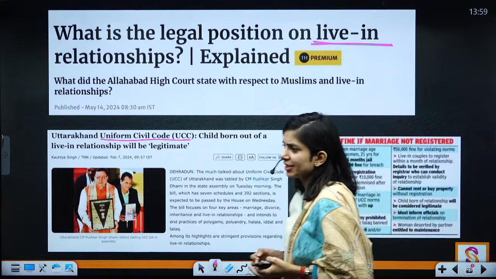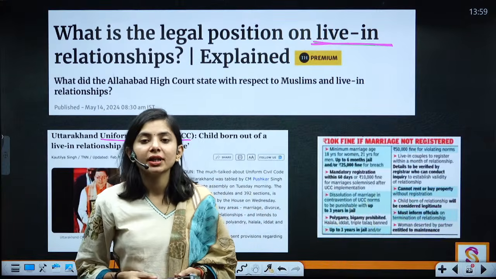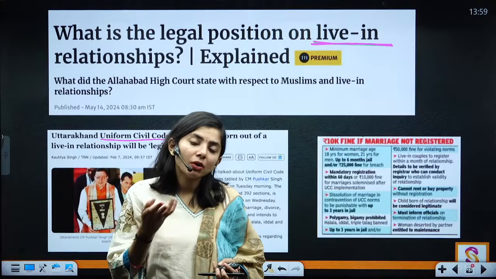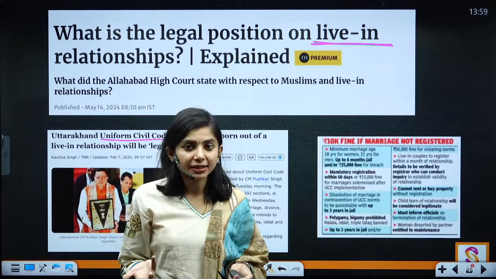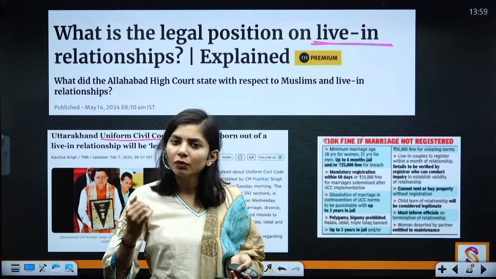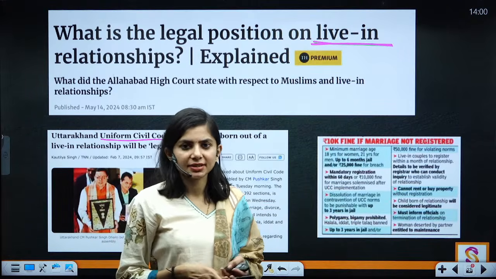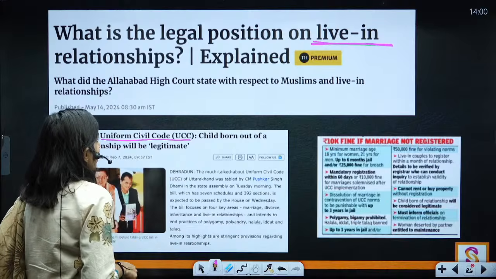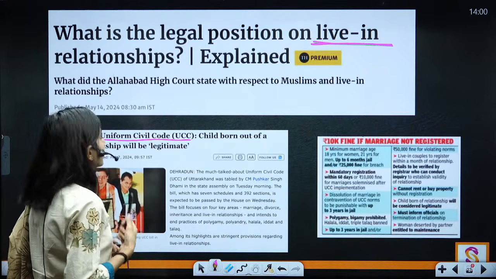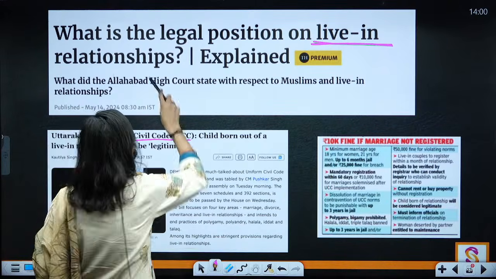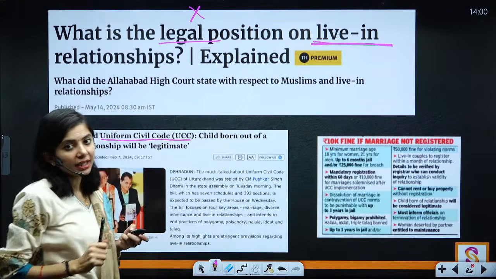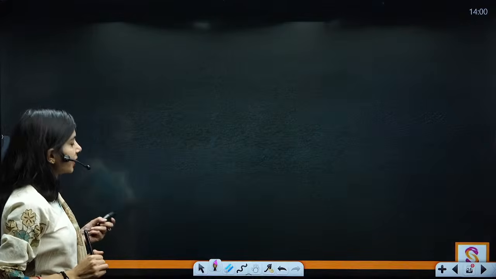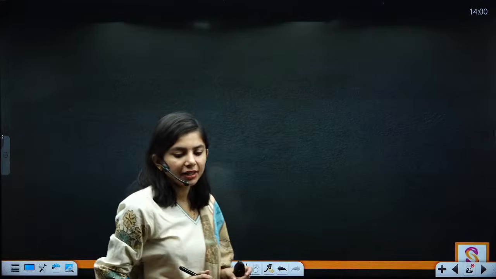Again, live-in relationship in India is not legal, but it is also not illegal. If someone wants to live together, they are free to, so no one is going to file a case against them. Fine. But in terms of legal position, we cannot say that it is legal. Live-in relationship is not legal. Okay, so that's how we are done with the basics.